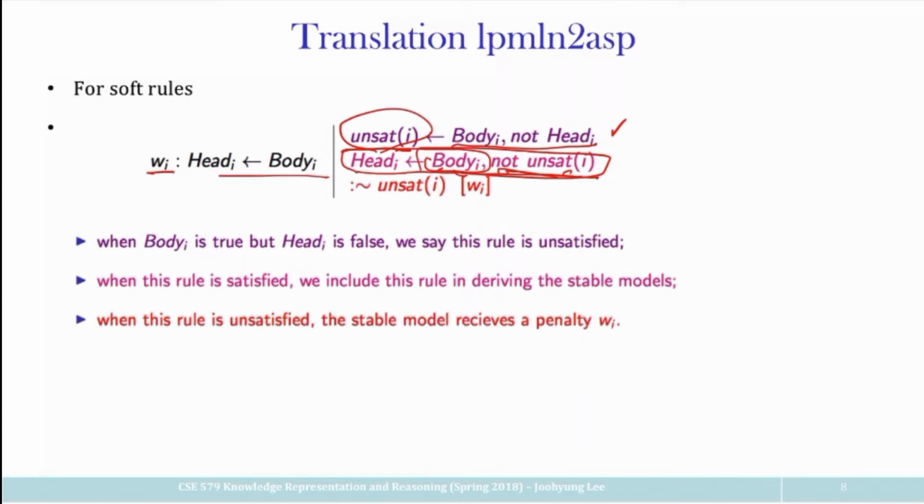When the body is true and head is false, we want to ignore this rule. And that is done by using this auxiliary atom called onset.